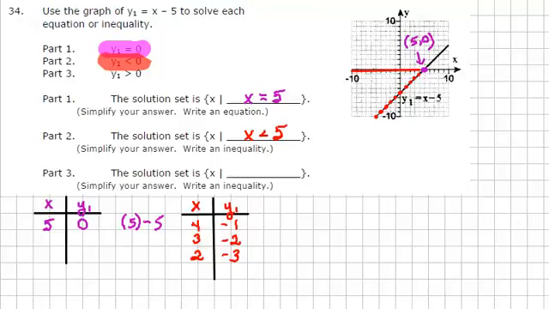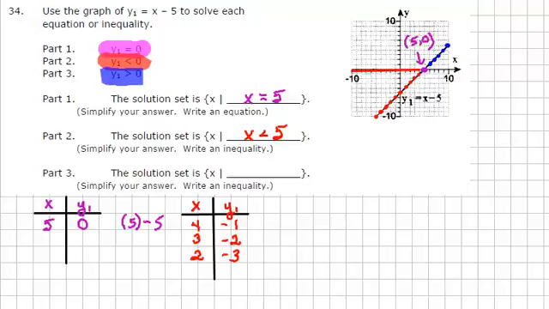Finally, in part 3, we're asked to solve the inequality y1 is greater than 0. So what we need to do is locate all the points on the graph of y1 equals x minus 5 that have a y-coordinate that is greater than 0. Well, if a point has a y-coordinate that is greater than 0, then that point is above the x-axis. So some of the points that will work will be the ones that I'm highlighting right now. And we notice that all these points are to the right of the point 5, 0.